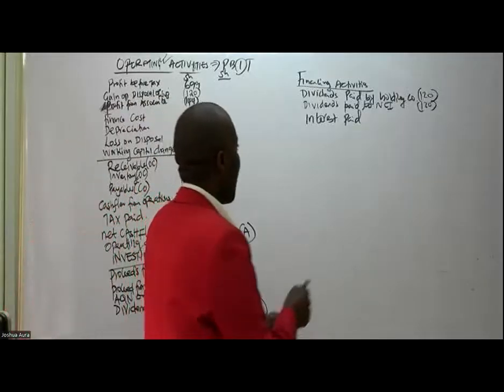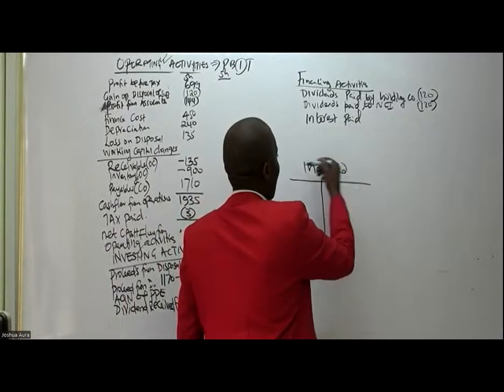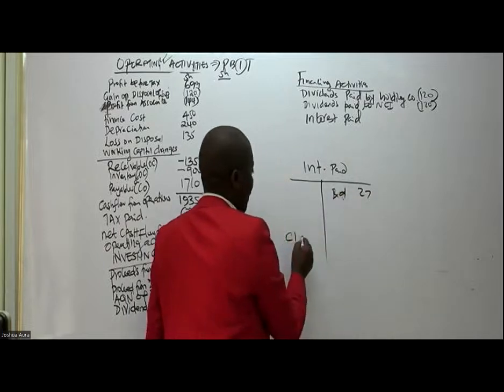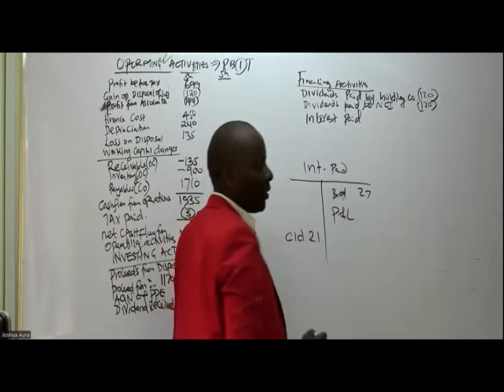I'll draw a T account if you wish. So we have interest paid. It's a liability, so the balance brought down is 27, and carried down, in this case, is 21. And then of course we have the profit and loss for the year.